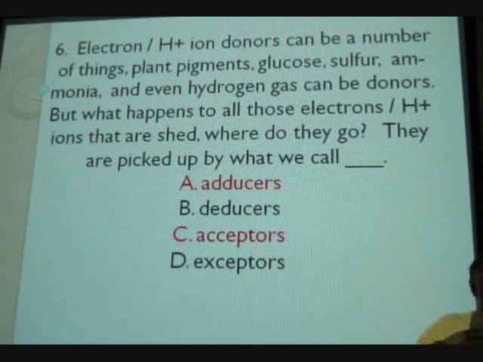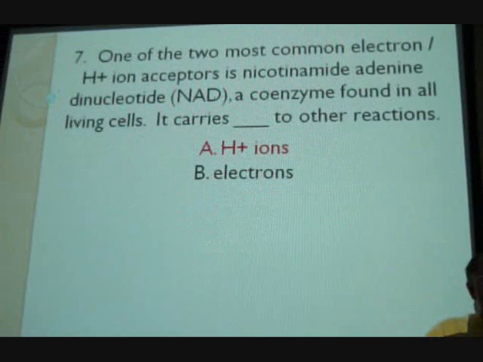What do you call the thing that actually grabs hold and hangs on? Acceptor. C. It's called acceptor. All right. One of the acceptors is called NAD, and it's a coenzyme in all living cells. And what's it carrying, Hillary? It is carrying hydrogen. And then, by the way, what's hydrogen carrying?